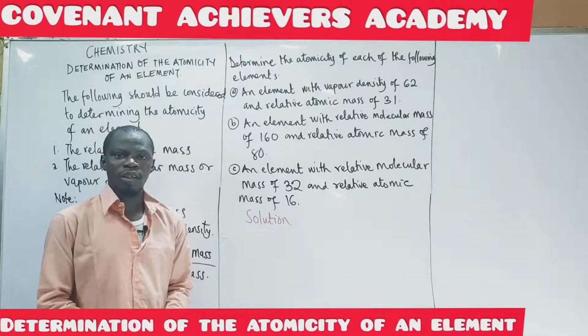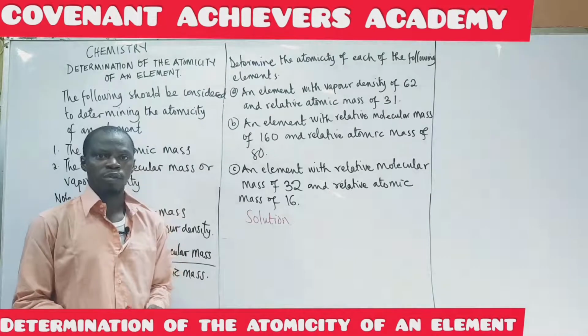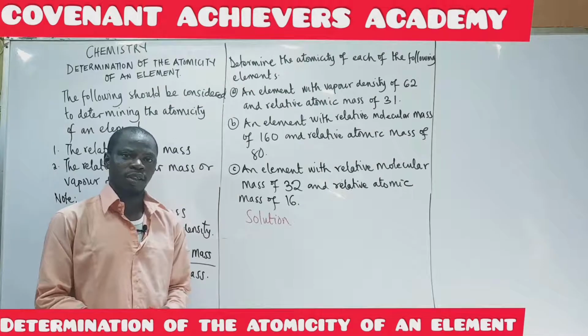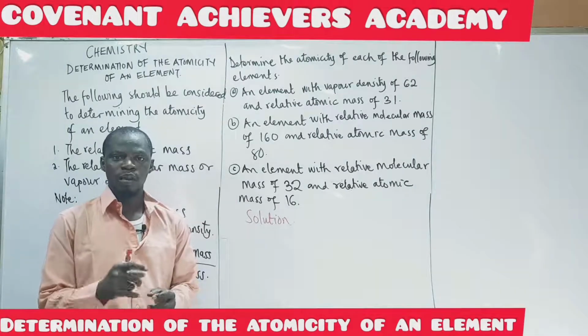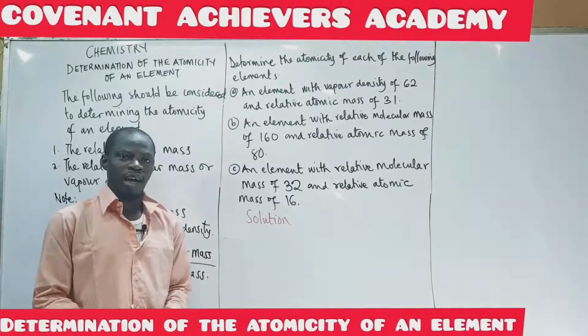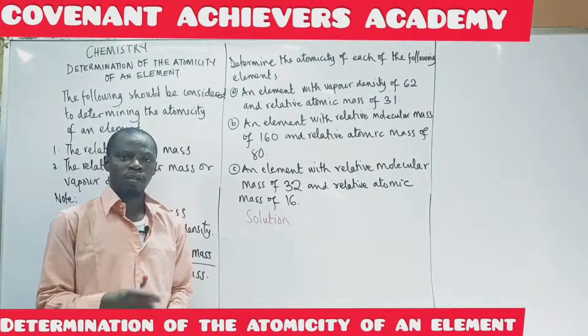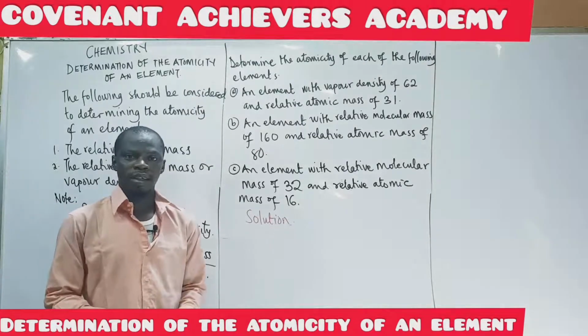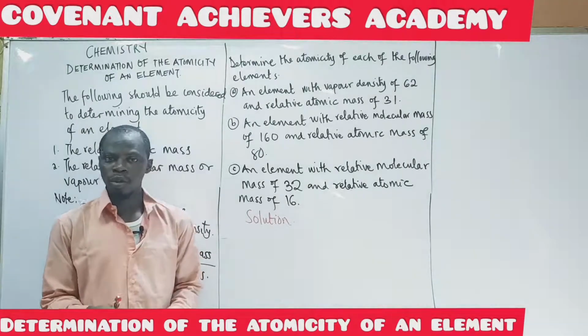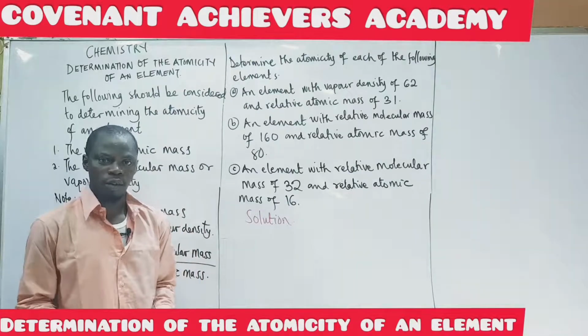And when you talk about the atomicity as the number of atoms, it can be monoatomic. That means when we say it is monoatomic, it has one atom in one molecule of that element. It can be diatomic. That means it has two atoms in the molecule of that element. And it can be triatomic. That means it has three atoms in the molecule of that element. And it can be polyatomic.